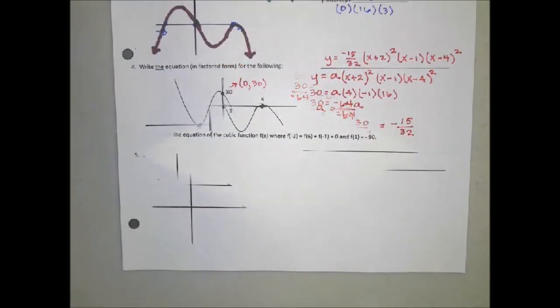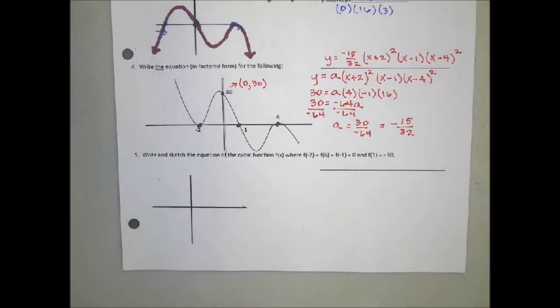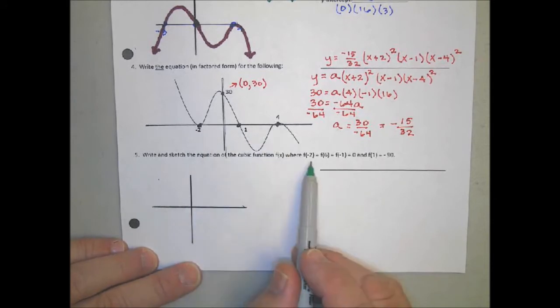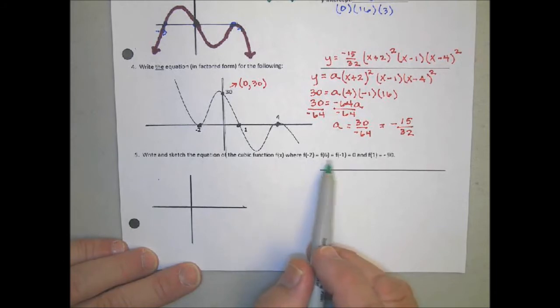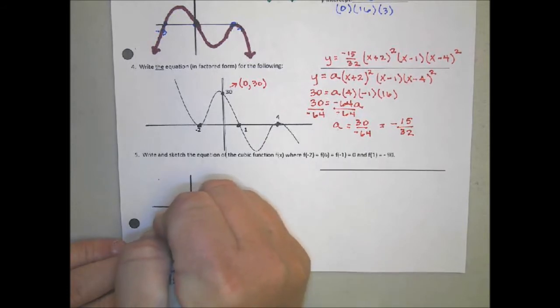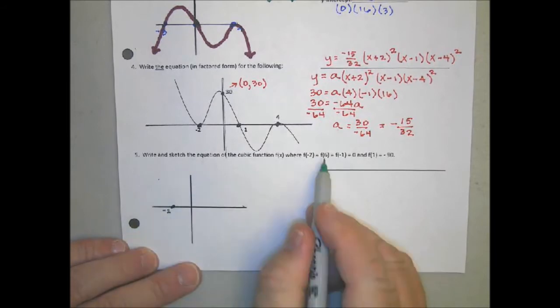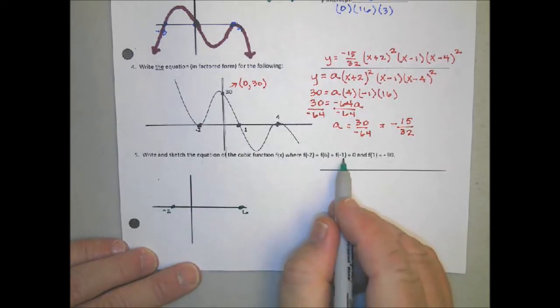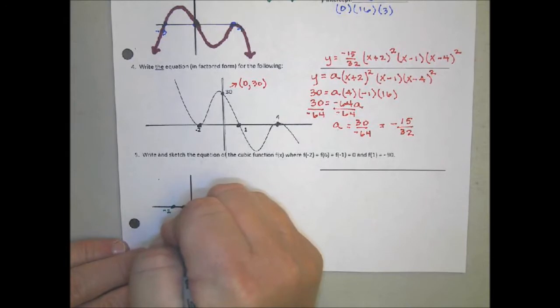Problem number 5 is very similar to problem number 4, with the exception of the way that the information was given to you. Instead of showing you the graph where the zeros occur, it was given to you in information like this: f of -2 and f of 6 and f of -1 all equal 0. So that's telling you -2 is one of the zeros, and it's also telling you +6 is one of the zeros, and it's also telling you -1 is one of the zeros.